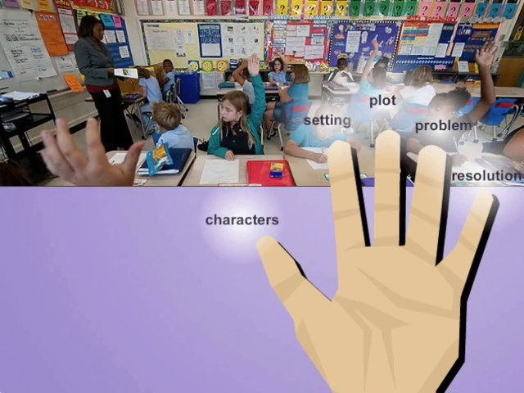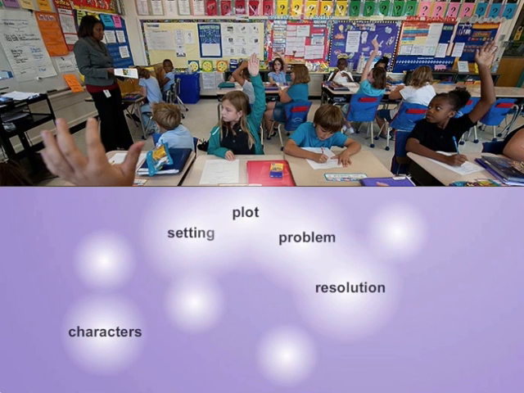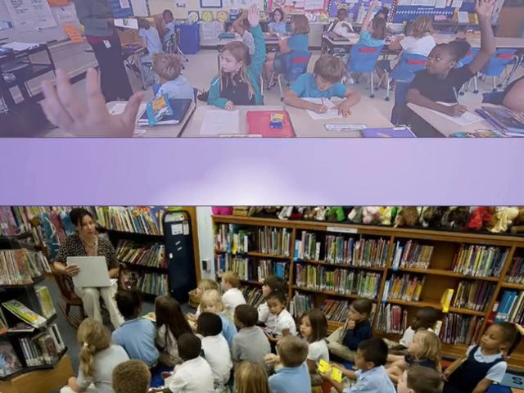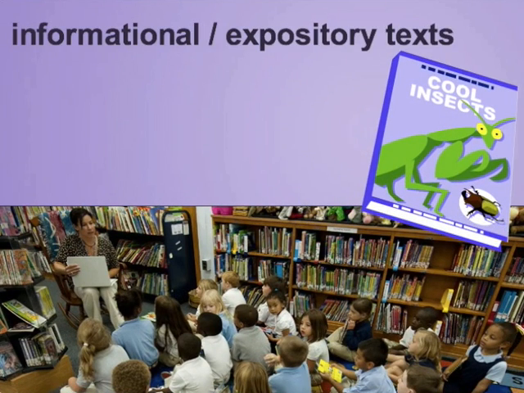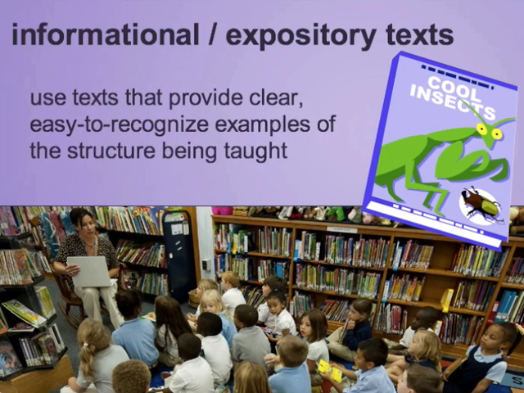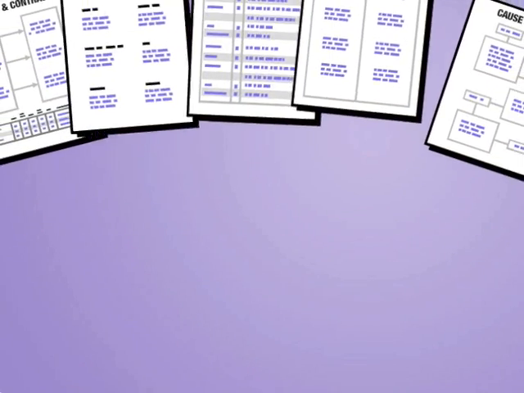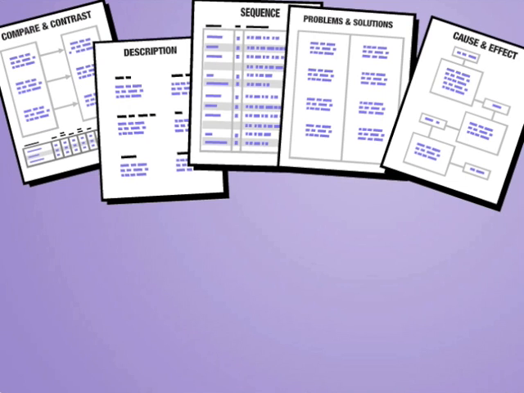With older students, teachers should gradually introduce new structural elements, such as themes, morals, subplots, and multiple conflicts, while reinforcing those that have already been taught. Teachers should also introduce students to the structural elements of informational or expository text. For beginning learners, it's important to use texts that provide clear, easy-to-recognize examples of the structure being taught. Examples of informational text structures include compare and contrast, description, sequence, problem and solution, and cause and effect.